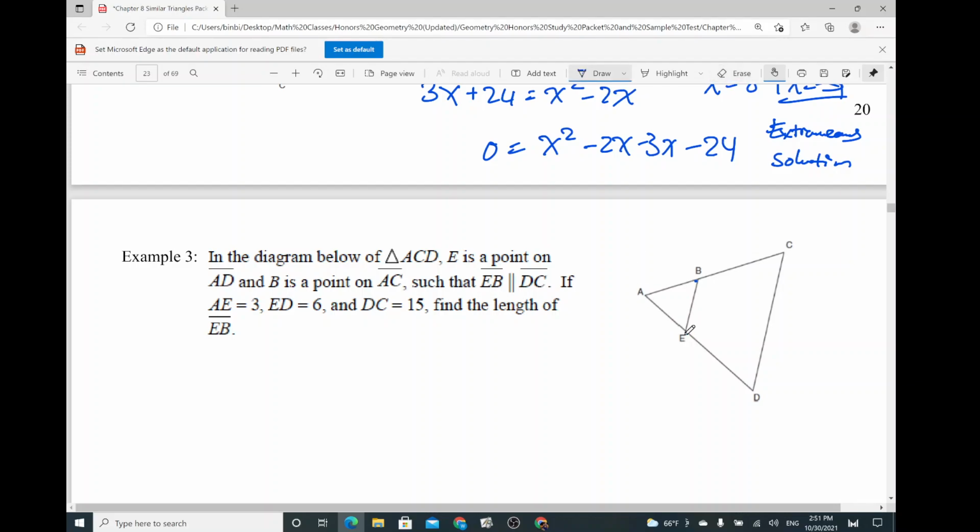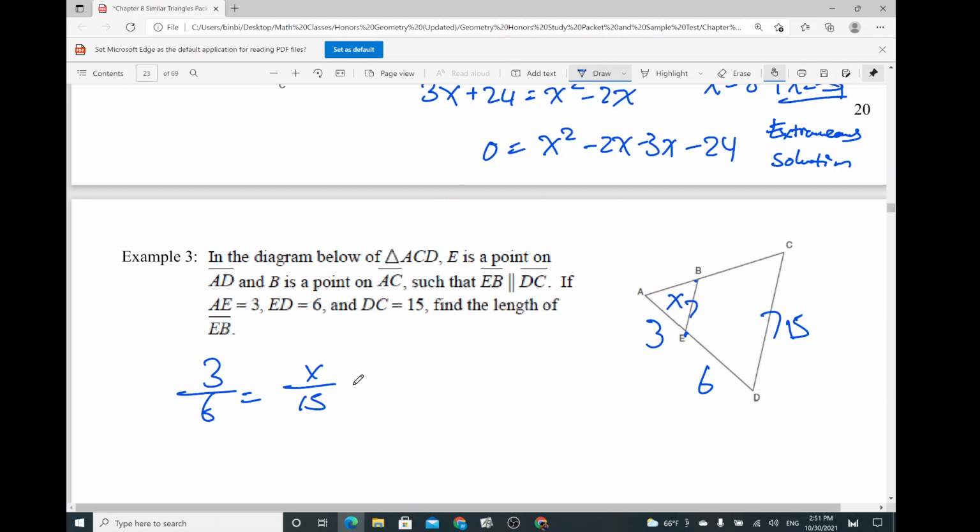So this one is saying that segment EB is parallel to DC. If AD is 3, ED is 6, and DC is 15, find the length of EB. So basically using that proportionality theorem, 3 over 6 equals x over 15. Okay, so find out what that is.